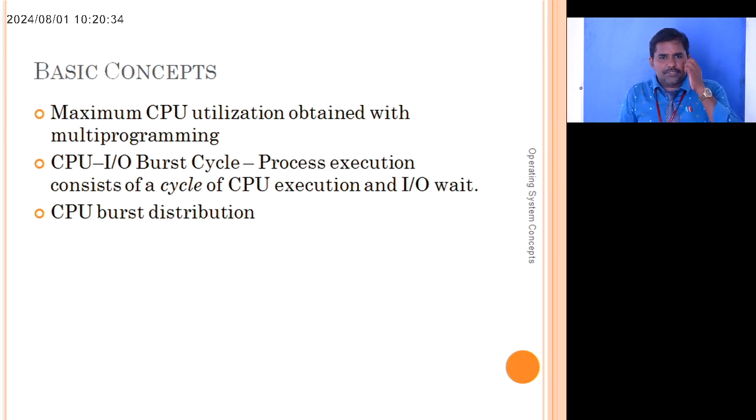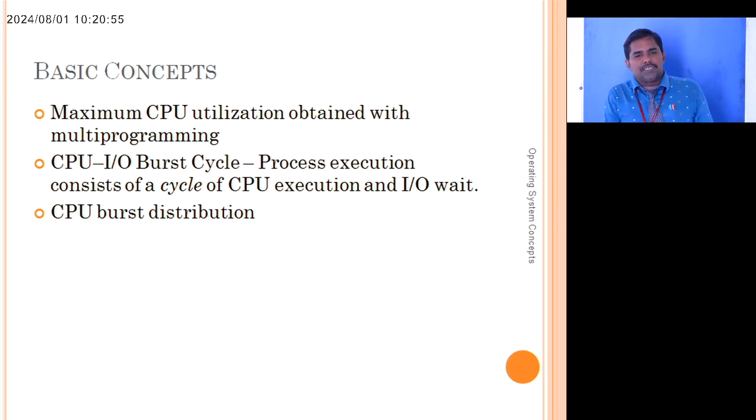Basic concepts, we look at 3 points. Maximum CPU utilization is obtained with multiprogramming. So we always keep the CPU busy. Whatever resources or programs we assign to the CPU, we keep the CPU always busy. Then only we produce higher productivity.